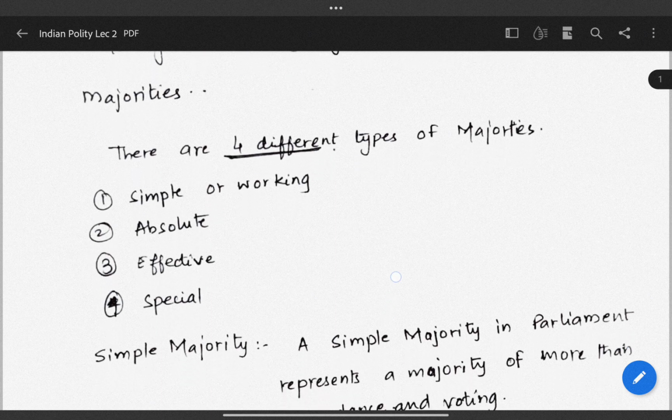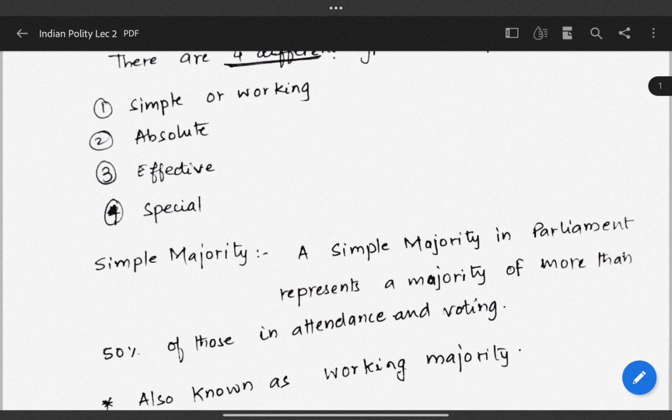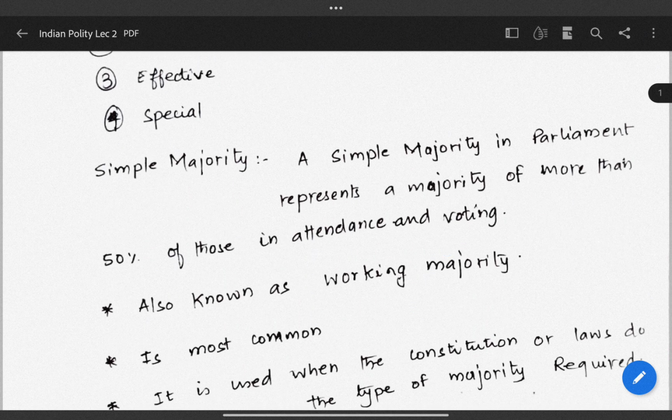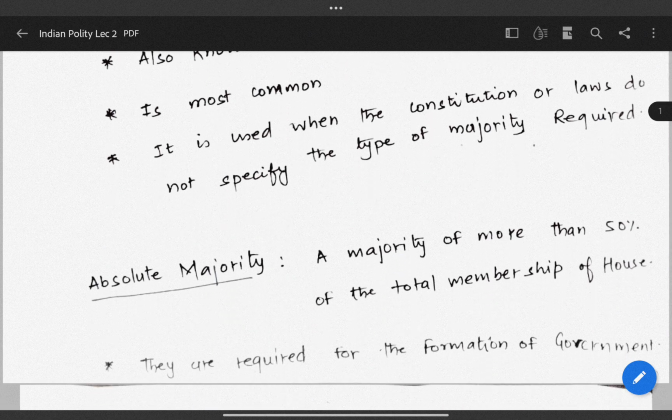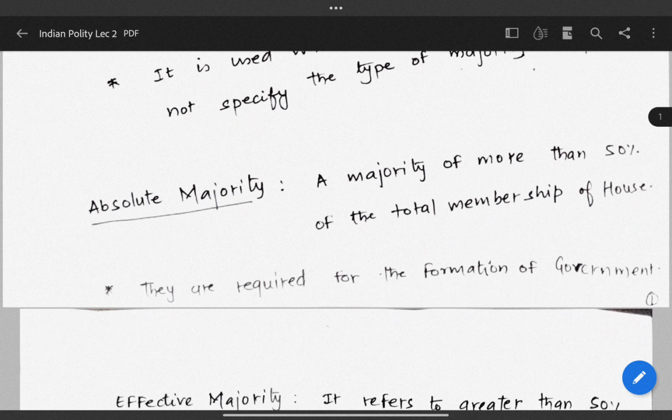The simple majority in the parliament represents a majority of more than 50% of those in attendance and voting. It is also known as working majority. It is most common. It is used when the constitution or the laws do not specify the type of majority required. The second majority is absolute majority, a majority of more than 50% of total membership of the House. It is required for the formation of the government.